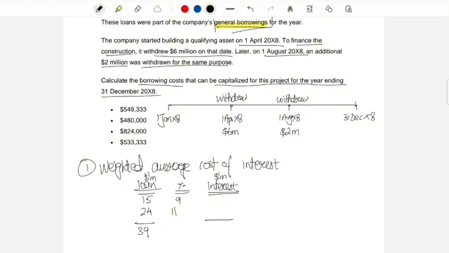And what is going to be the interest now? So 9% of 15 is 1.35. This is annual interest. And 11% of 24 will give you 2.64. Once you add 2.64 with 1.35, you should find out that it comes out to be 3.99.